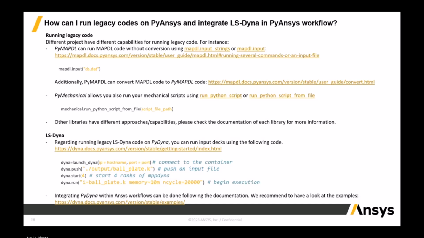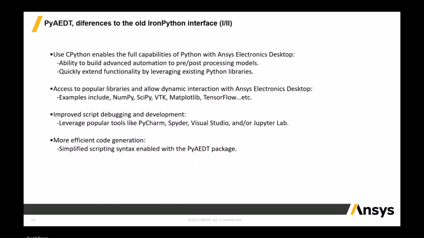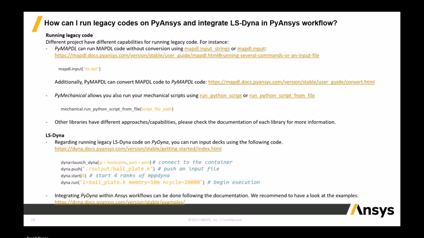Hi, thank you, David. I have split this question in two parts, basically. First one is running legacy code. There are different tools. Each library has a different method, depending on the kind of product that they are coupled with. For example, PyMAPDL has the option to run the input string, so you will have your MAPDL commands as strings, and you can input them directly using mapdl.input_strings, or you could just point to a specific MAPDL file with APDL code, and you will read it using mapdl.input. You have a link there on how to run those files, those examples from the documentation.